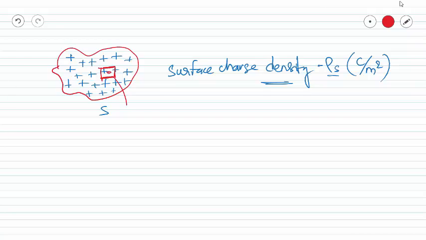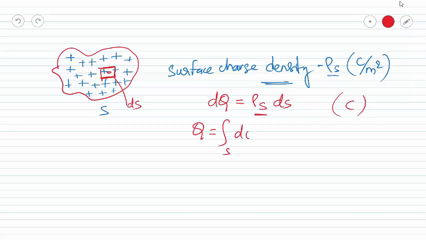Let us call this elemental area ds. Now the differential amount of charge ds contains is given by dq is equal to rho s into ds, because rho s has units of coulomb per meter square and ds has units of meter square. Overall it will be coulombs. So this is the differential amount of charge existing on the differential area ds. If I would like to find the total charge on this surface, then q is given by the surface integral of dq, which is the surface integral of rho s ds.